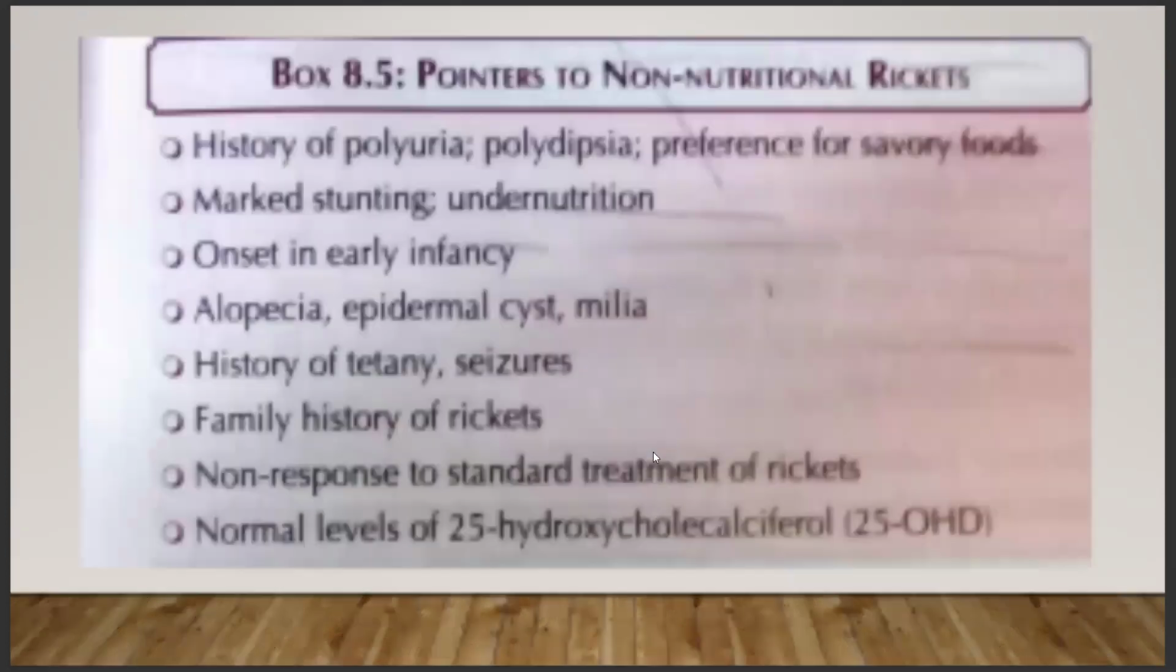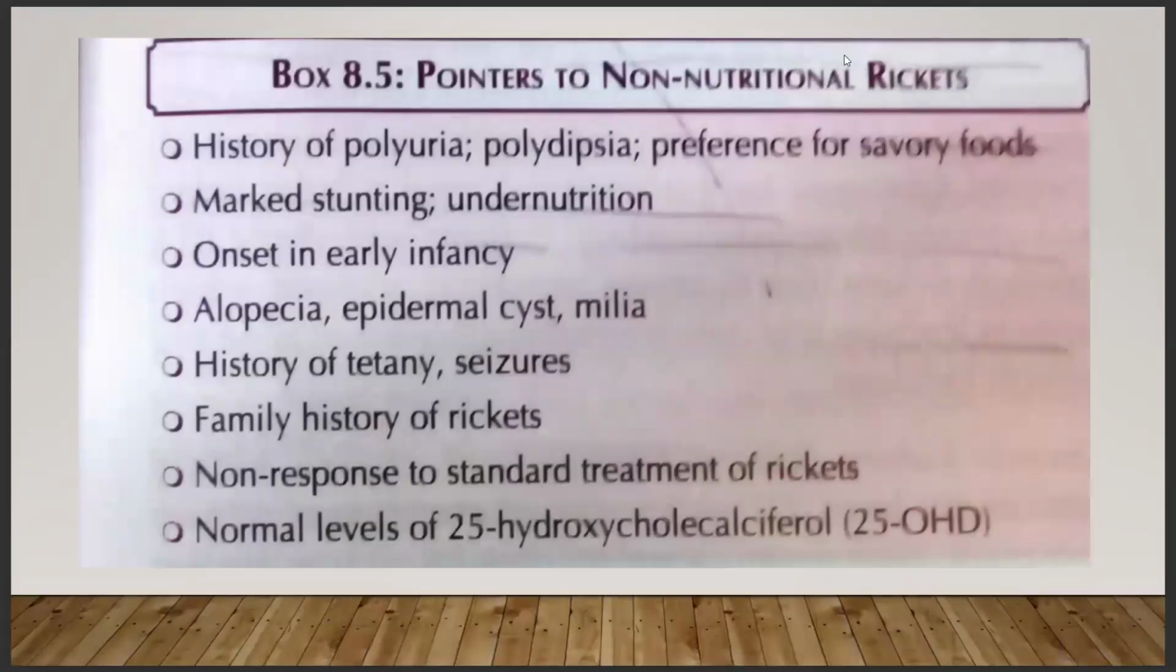Then the pointers to non-nutritional rickets, that is both vitamin D dependent rickets and vitamin D resistant rickets. There will be some pointers to non-nutritional rickets: history of polyuria and polydipsia, preference for savory foods, marked stunting, undernutrition, and onset in early infancy. This is the most important: the non-nutritional rickets which have early onset, early infancy onset.